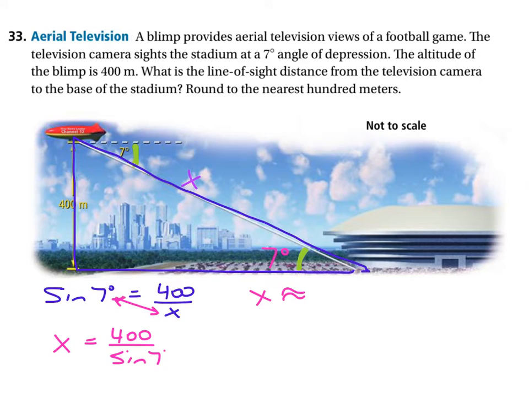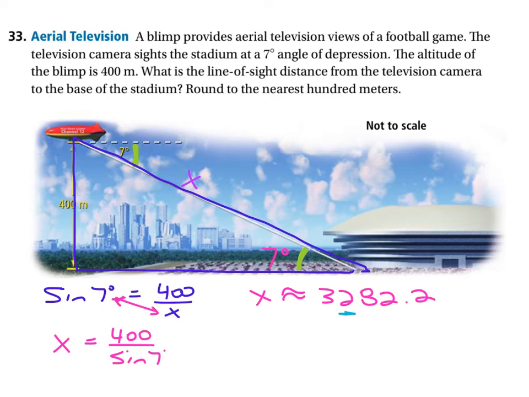So I'm going to do that, and I'm going to say x is approximately equal to, now I'm just going to type on my calculator, 400 divided by the sine of 7, and we get, and I'm just going to write the number that I get here first, and then we will round it off. I get 3282.2. That's an approximation, but it's way more detailed than we need it to be.